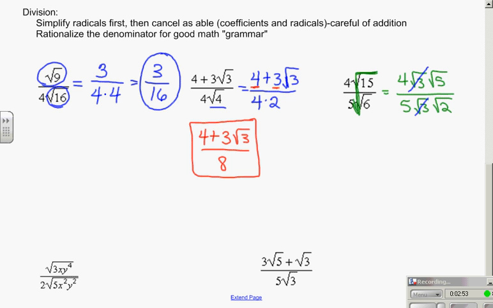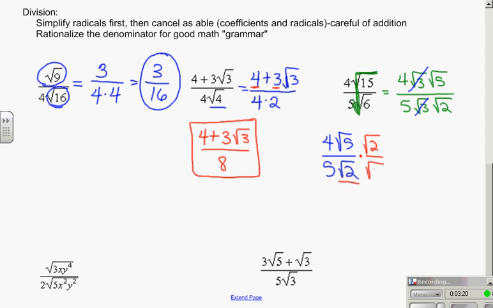This helps me see that both of these have a factor of square root of 3 over square root of 3. Remember, it must be identical. You cannot cancel 3 and the square root of 3 because those are not the same number. So at this point, I have 4 radical 5 over 5 radical 2. This is where rationalizing the denominator comes in. I cannot leave this radical 2 in the bottom.